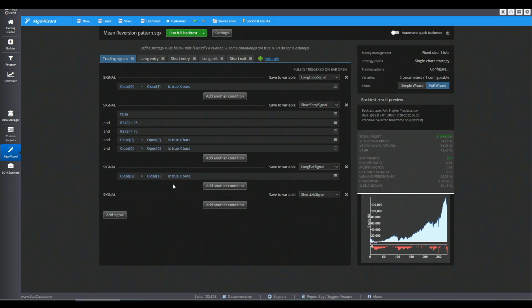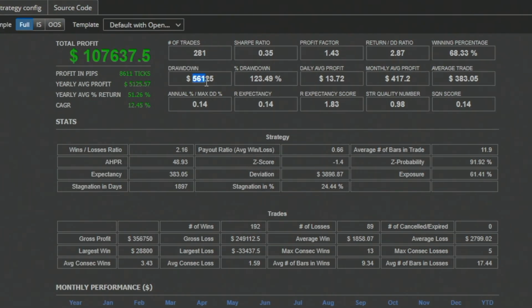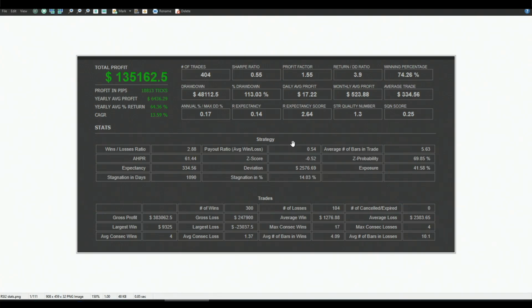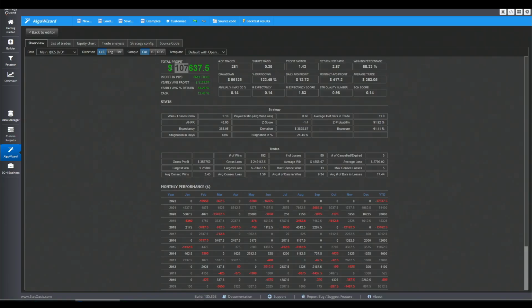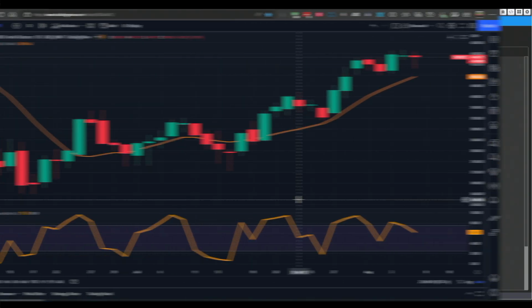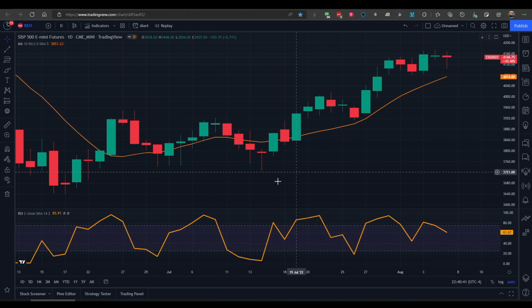But just increasing the number of holding bars to 3, we are still at the same drawdown, $56,000. But now our average trade is bigger and we're making 107. So now we are closer to this without even adding any filter. We just increase the number of holding bars. Now, there are more ways to simulate this.